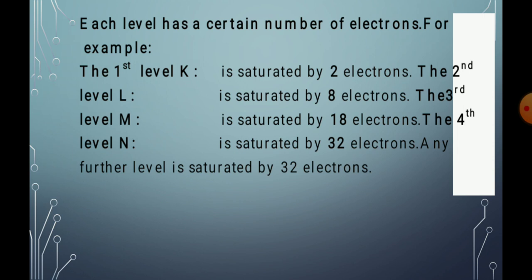Don't forget that each level has a certain number of electrons. For example, the first energy level K has the least energy, and it holds 2 electrons; level 2 holds 8, level M holds 18, level N holds 32. Super.